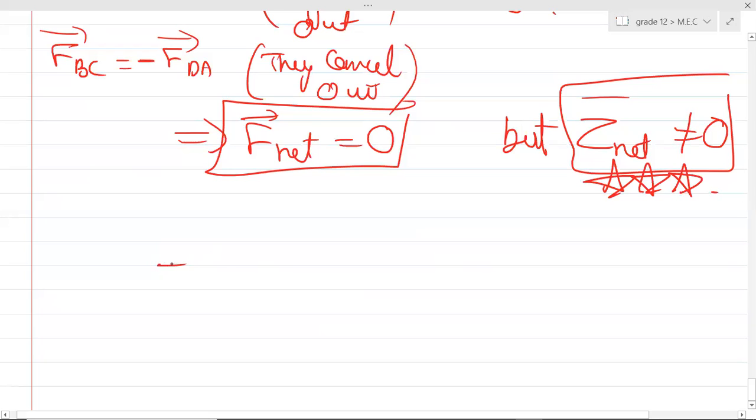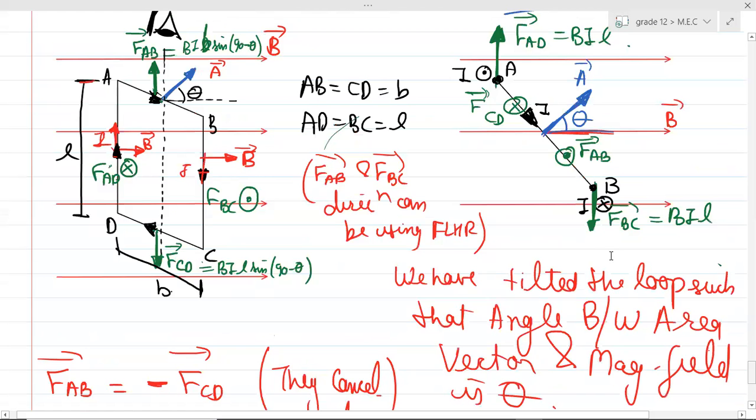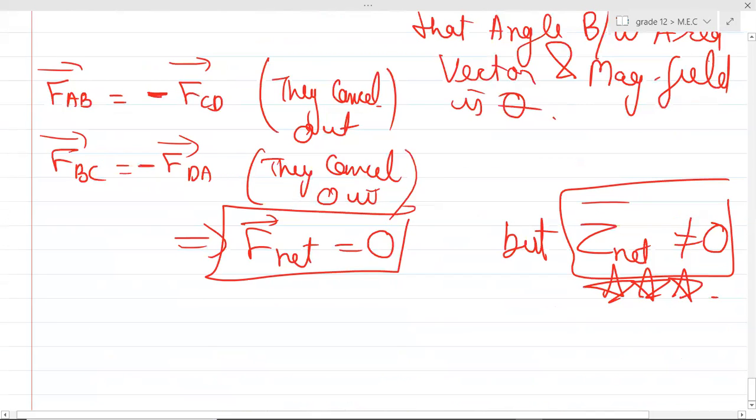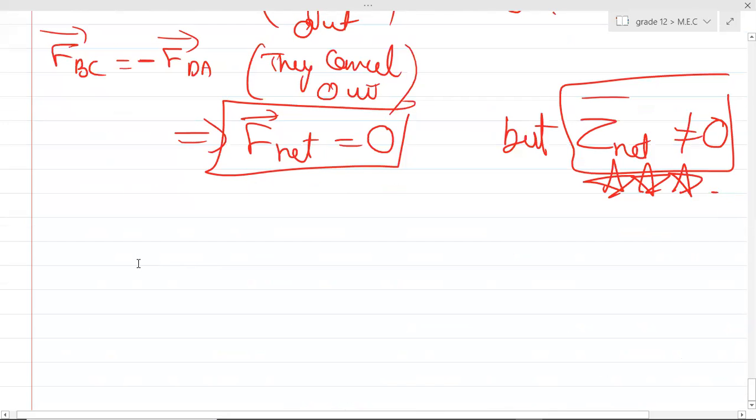Now can you see over here, guys? I'll draw the diagram. I'll not draw the whole thing, I'll just draw the things which are necessary. I'll draw the new diagram. So now we are doing torque.